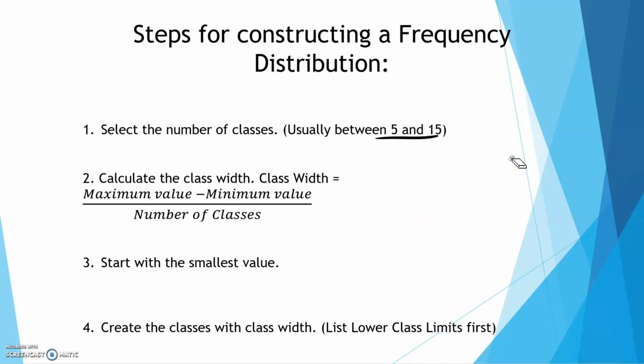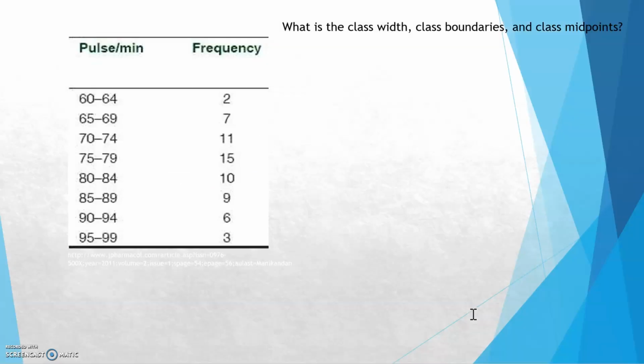Okay, next thing is you need to start with your smallest number, which is the same thing as your minimum value, and then create the classes with the class width, and you start with your lower class limits first. Which we'll make one here in just a second.